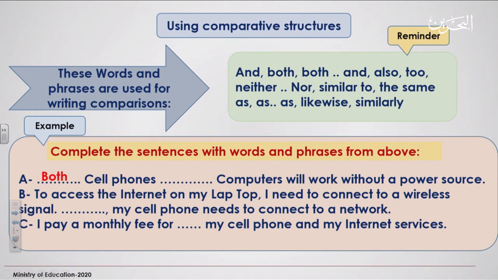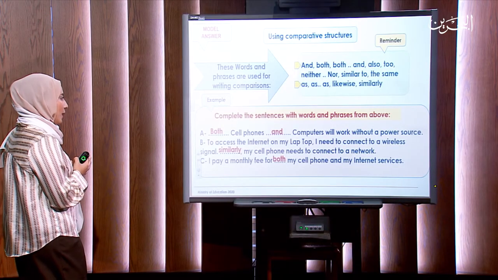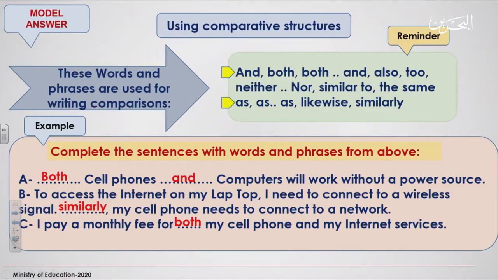Well, I believe you're done. Let's read it all together. Both cell phones and computers will work without a power source. To access the internet on my laptop, I need to connect to a wireless signal. Similarly, my cell phone needs to connect to a network. I pay a monthly fee for both my cell phone and my internet.